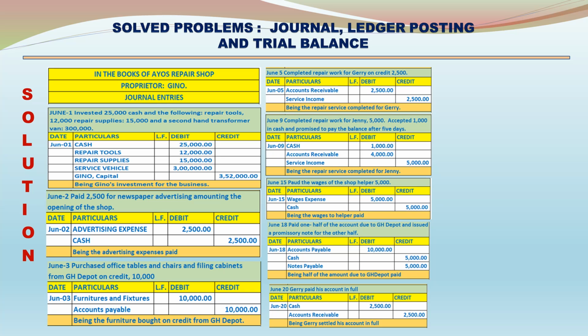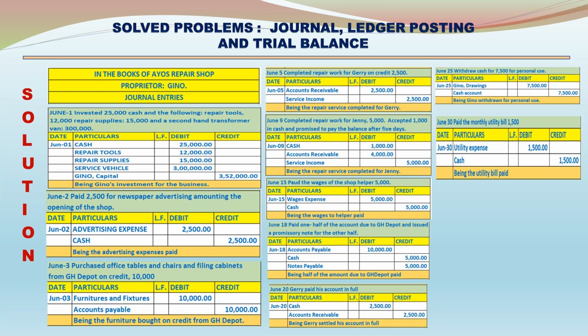June 20. Gary paid his account in full. June 20. Cash debit 2,500. Accounts receivable credit 2,500, being Gary settled his account in full. June 25. Withdrew cash of 7,500 for personal use. June 25. Gino drawings debit 7,500. Cash account credit 7,500, being Gino's withdrawal for personal use.